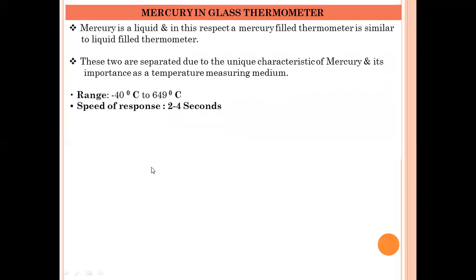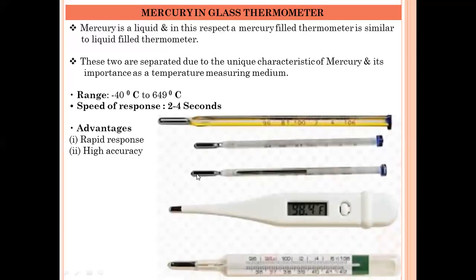The range of the mercury in glass thermometer is minus 40 degrees Celsius to 649 degrees Celsius. The speed of response is again quite high: in 2 to 4 seconds we can sense the temperature of any body or object. Advantages: rapid response and high accuracy. So these are the different types of mercury in glass thermometer. I think you have already seen this type of thermometer, generally used for the measurement of temperature of any body or object.